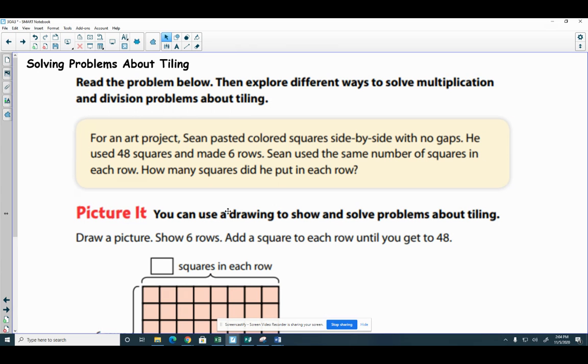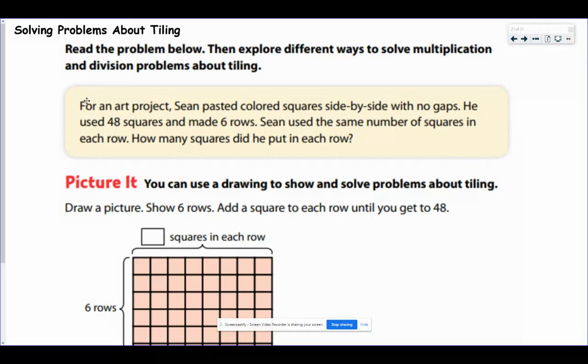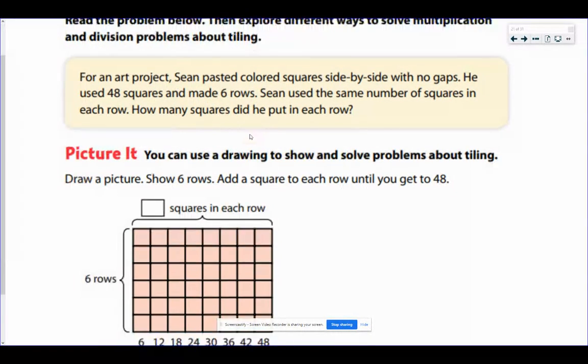Today's lesson is about solving problems about tiling. If we look at this word problem: for an art project, Sean pasted color squares side by side with no gaps. He used 48 squares and made 6 rows. Sean used the same number of squares in each row. How many squares did he put in each row?